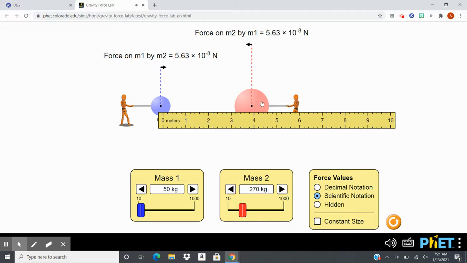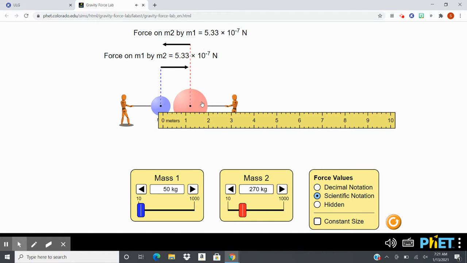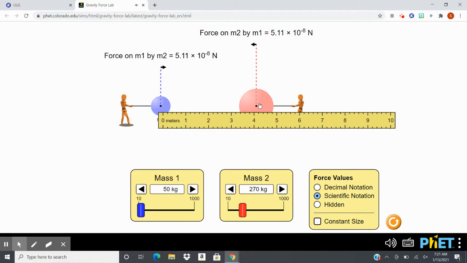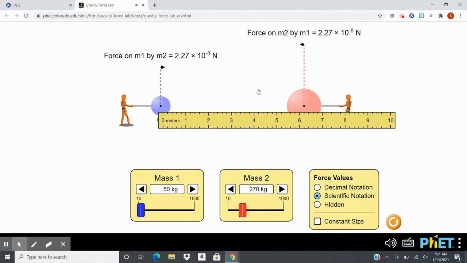And now you may do this: maybe bring it to where it's 2 meters apart. Record your force. Then you can bring it to 3 meters, 4 meters, 5 meters, 6, and so on. Again, make sure you are increasing at a constant rate.